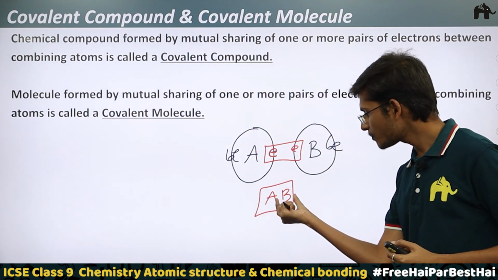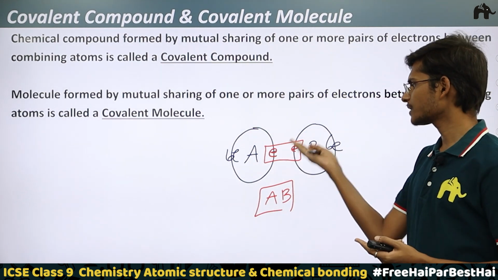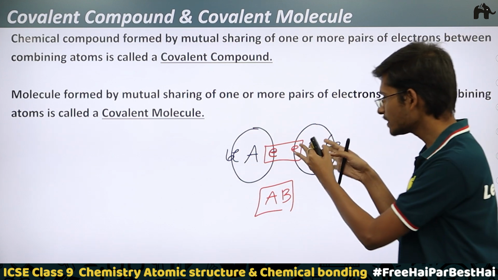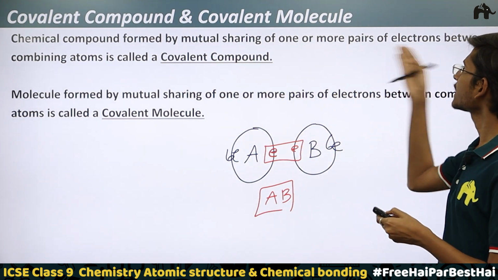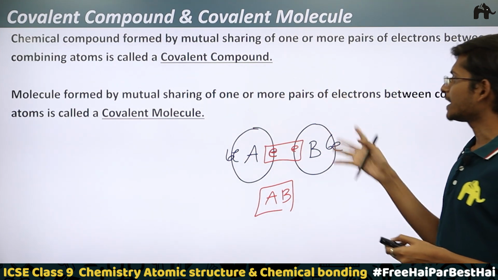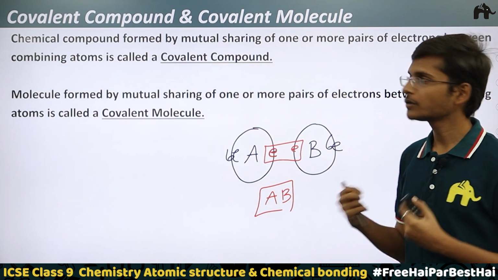So whenever a chemical compound is formed by the mutual sharing of electron pairs, we can say it is a covalent compound. A chemical compound formed by the mutual sharing of electron pairs between the combining atoms. Such a chemical compound is a covalent compound.